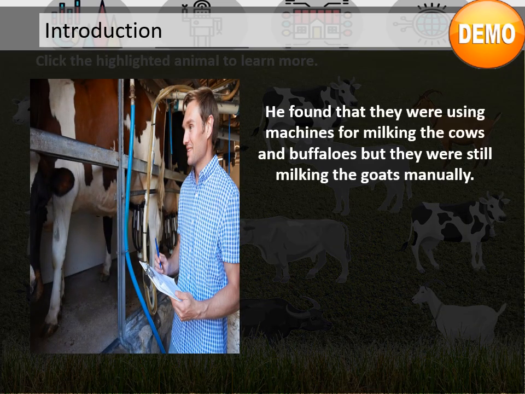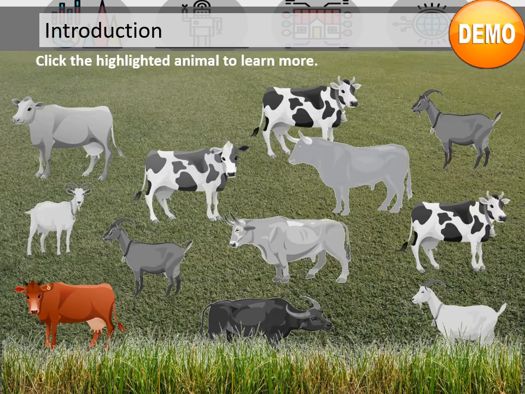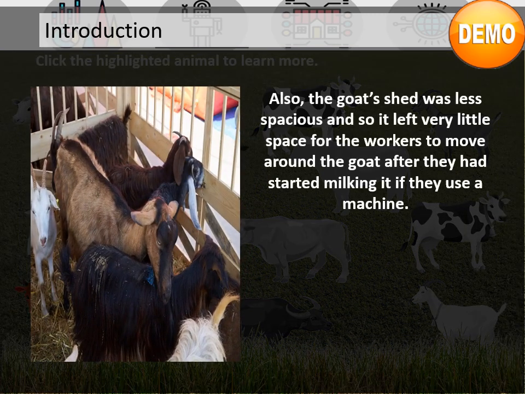He found that they were using machines for milking the cows and buffaloes, but they were still milking the goats manually. This was due to the fact that the shed in which the goats were being kept did not allow the worker to place the milking machine without disturbing the other goats around them. Also, the goat shed was less spacious, and so it left very little space for the workers to move around the goat after they had started milking it if they used a machine.